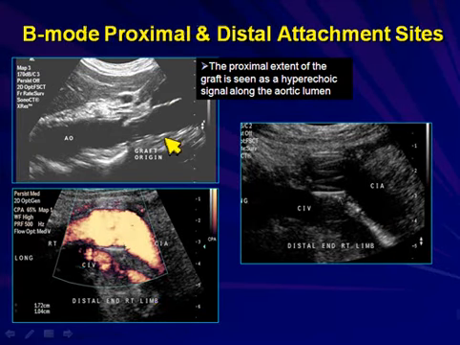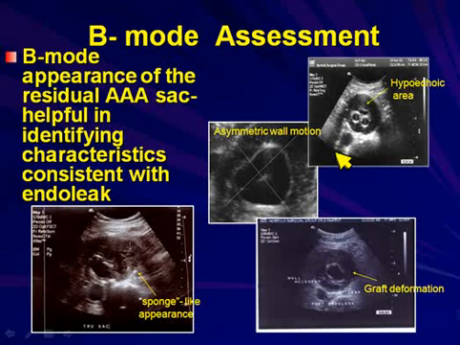We're going to look also in B-mode for several things. We're going to look at the attachment sites so you can see where the device begins and ends. Here's an inferior. You can see that strut structure quite nicely. We're also going to look at the B-mode appearance of the residual aneurysm sac. We know that normally thrombus is homogeneous, and here you see this little hypoechoic area. I would really strongly investigate that for a leak area.